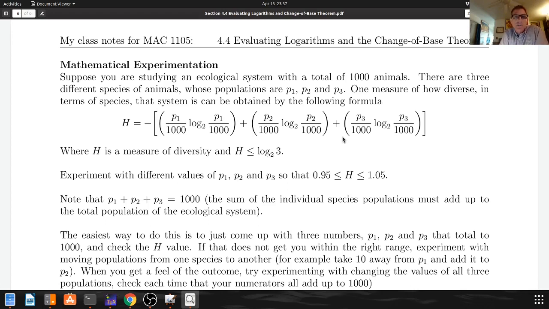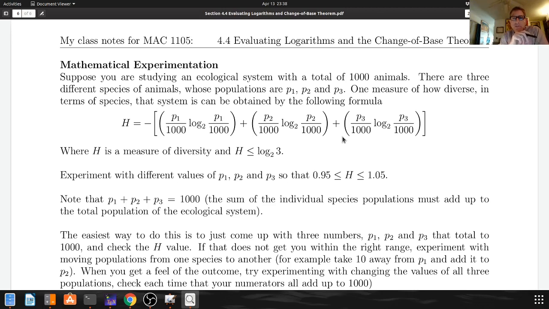So suppose you're studying an ecological system with a total of 1,000 animals. There are 3 different species of animals whose populations are P1, P2, and P3. So those numbers stand for how many of each animal there are. If your population is lions, tigers, and rhinos, P1 would be how many lions, P2 is how many total tigers, P3 is how many total rhinos. They all have to add up to 1,000.